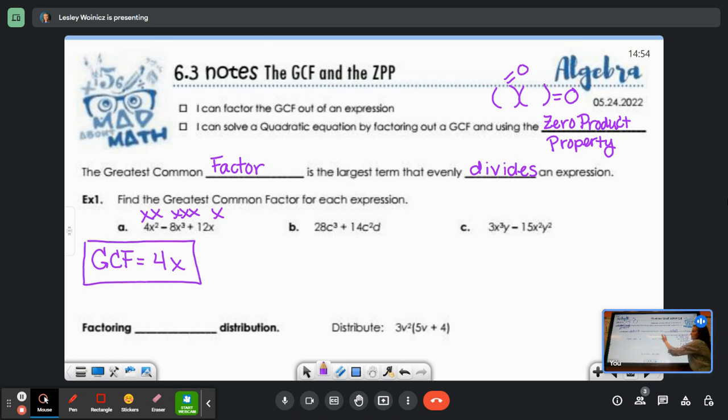Okay. What is the biggest number that evenly divides both 28 and 14? Bigger than 7. 14. So our GCF has a 14 in it. What is the greatest power of C that I can take? 2, because I can't take 3 from the one that only has 2. So I can take out a power of 2 for the C's. Can I take D's from everybody? No, because this one doesn't have a D for me to take. So no D.